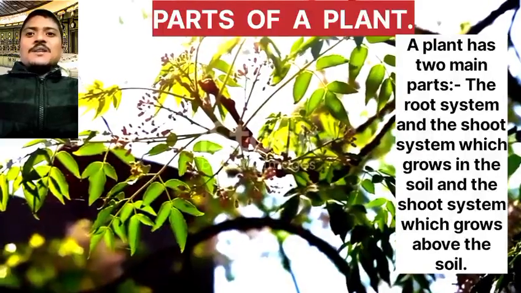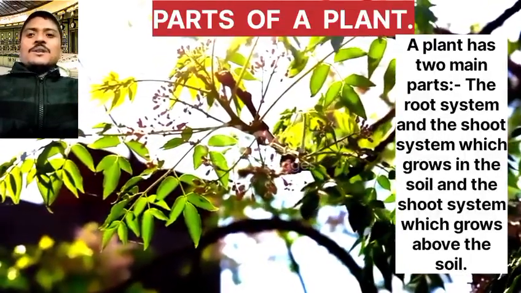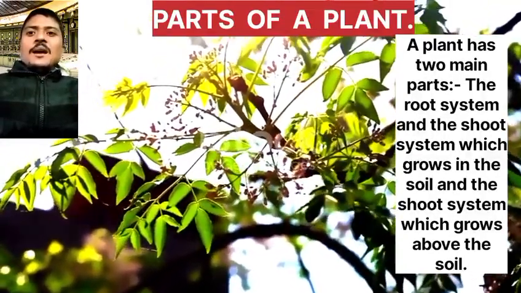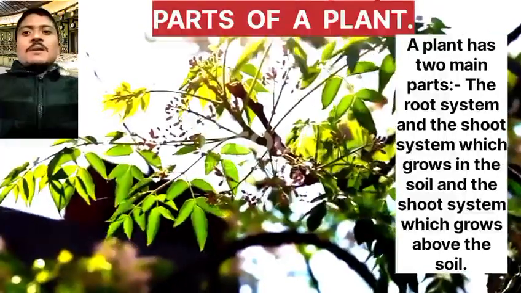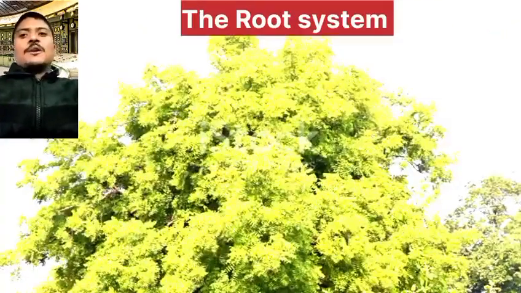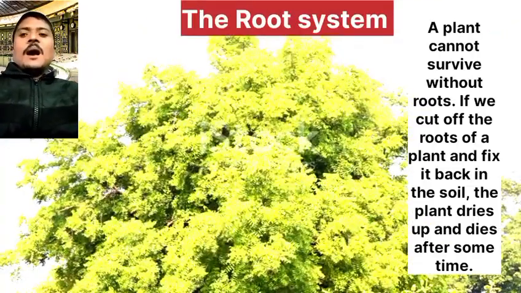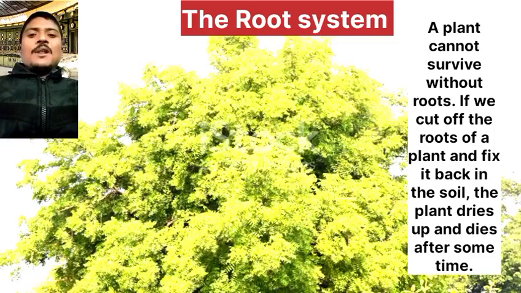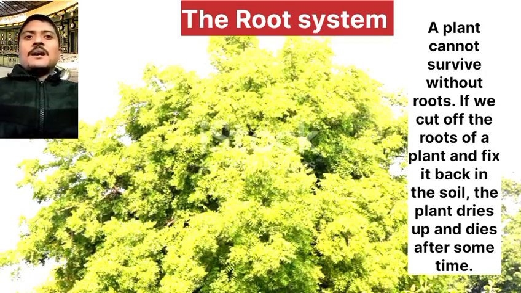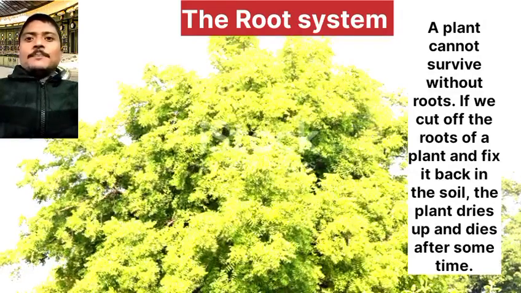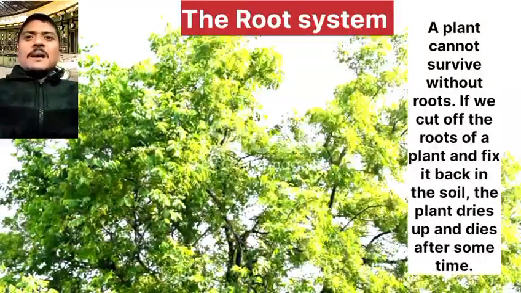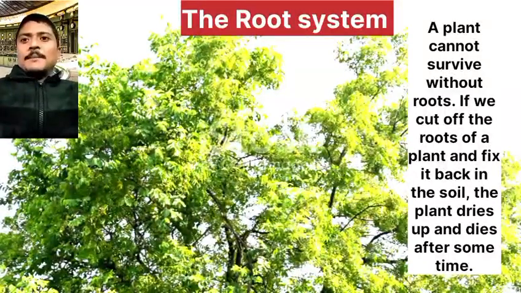A plant has two main parts: the root system, which grows in the soil, and the shoot system, which grows above the soil. First of all, we are talking about the root system. A plant cannot survive without roots. If we cut off the roots of a plant and fix it back in the soil, the plant dries up and dies after some time.